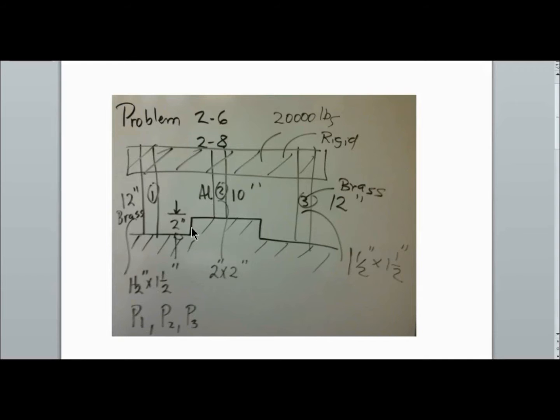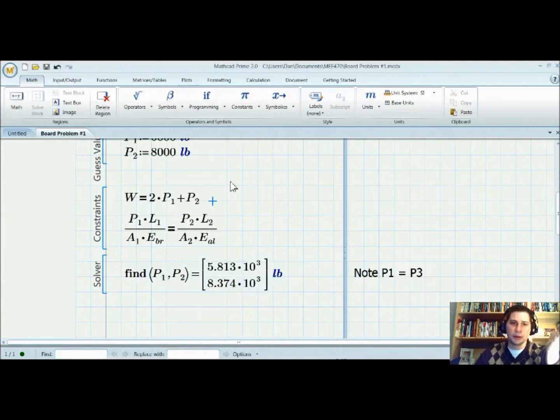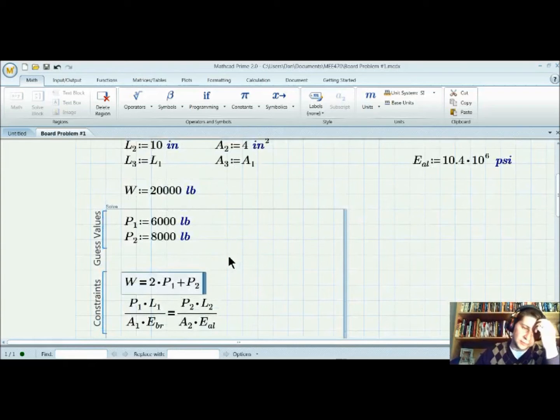Now, 2 unknown variables means that we need 2 equations. So let's find out where we get those from. Here we see P1 plus P2 plus P3 will give us 20,000 pounds. But P1 equals P3, so we can go ahead and state that 2P1 plus P2 equals 20,000 pounds. And if you got that far, that was worth 5 points. Just stating that, even if you stated P1 plus P2 plus P3 equals the weight, was worth 5 points.